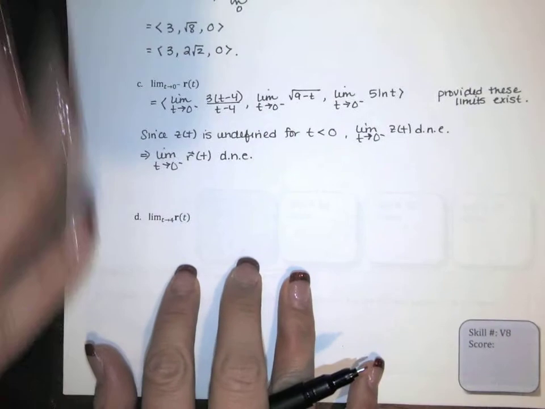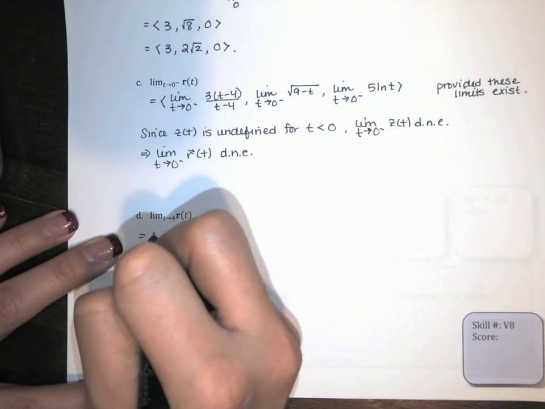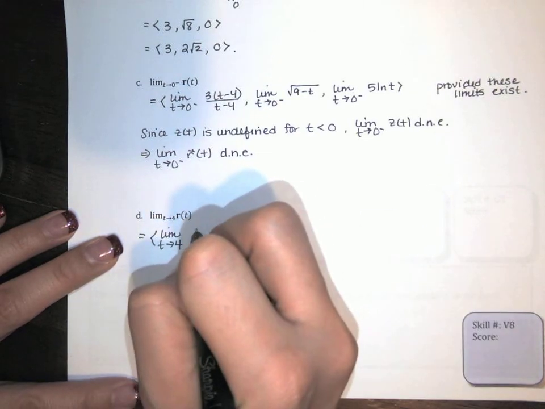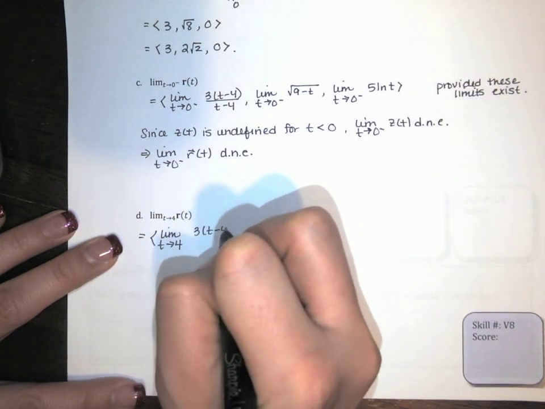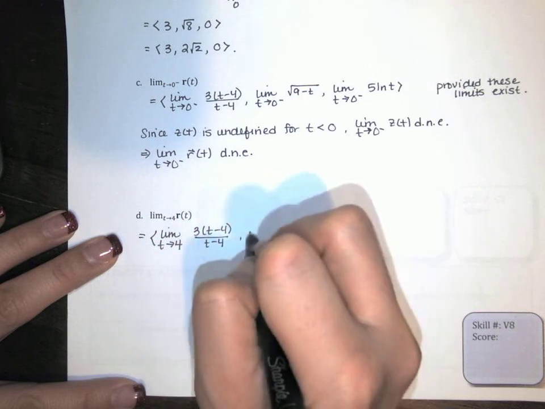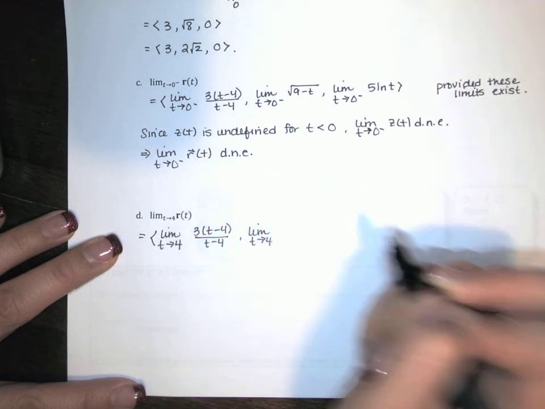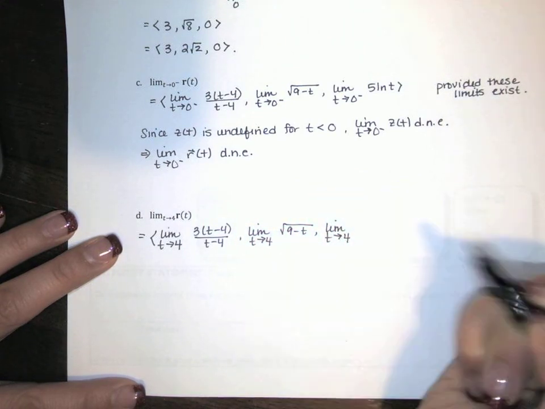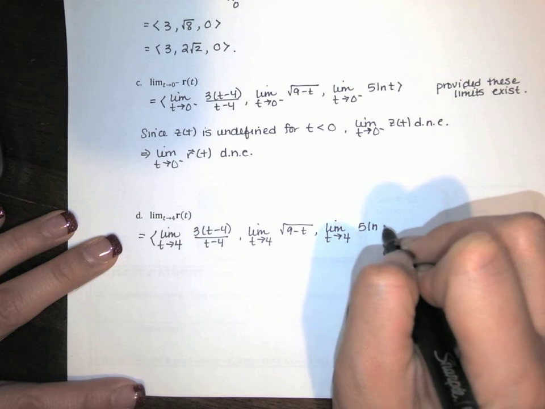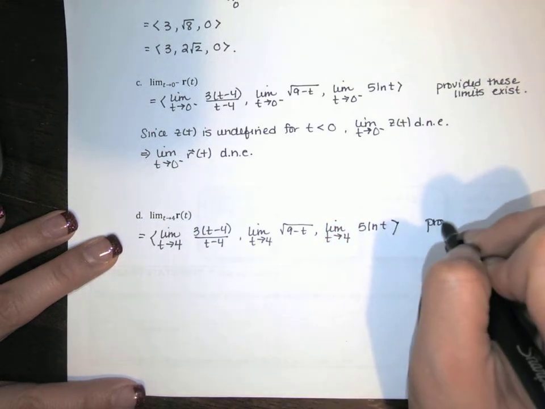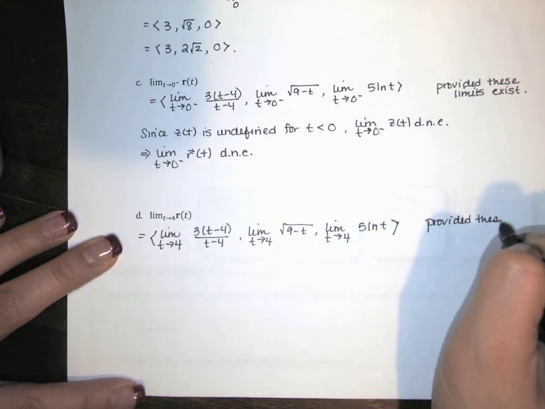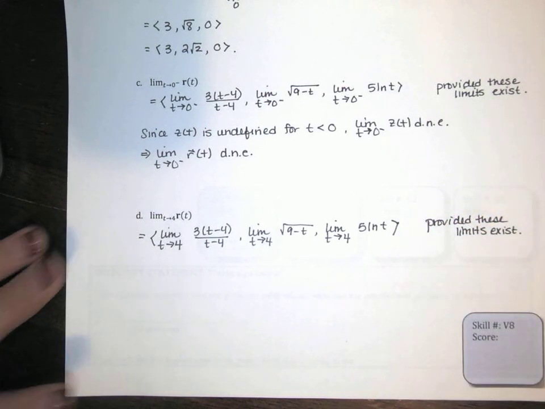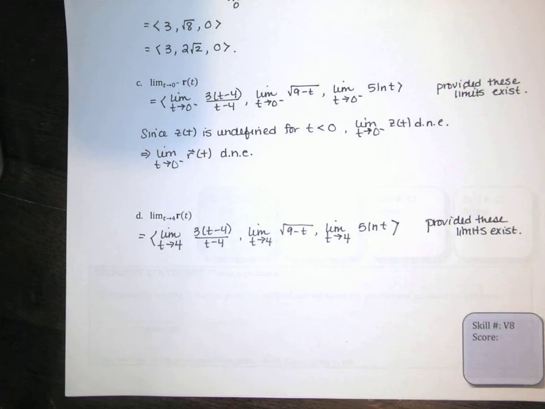Okay, so now we're going to take the limit as t approaches 4 of r of t. And this, I noticed from your work, really got some of you. This is equal to the limit as t approaches 4 of x of t times i hat plus the limit as t approaches 4 of y of t times j hat plus the limit as t approaches 4 of z of t times k hat. But some of you made a mistake.